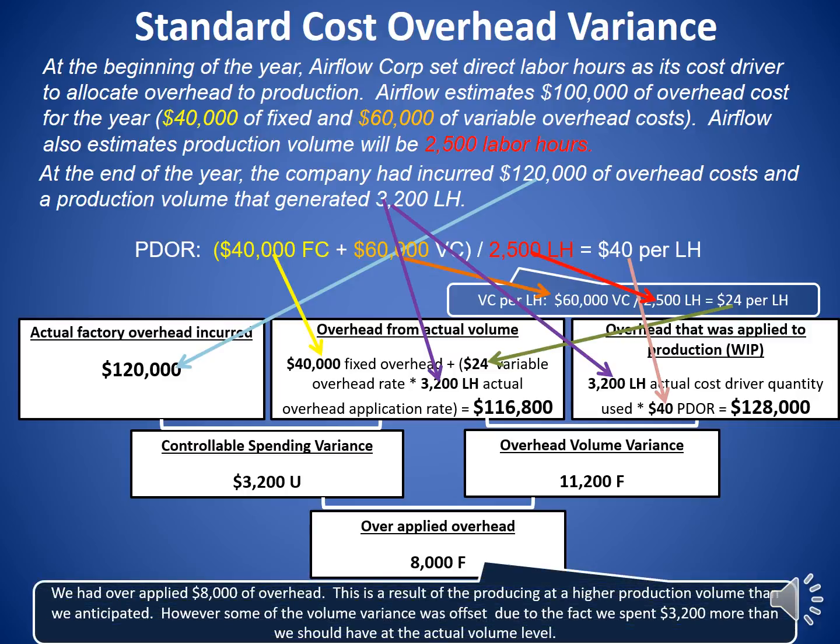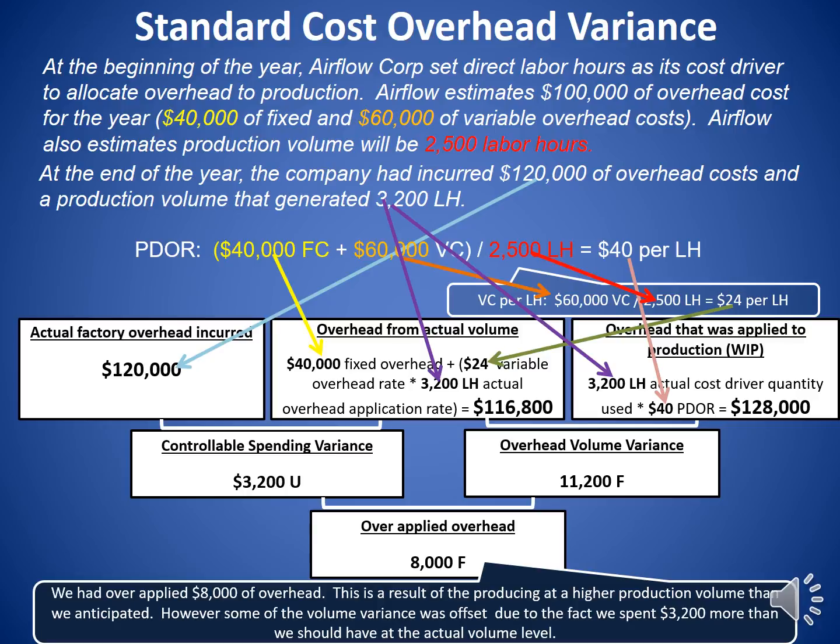What we do is compare the overhead from actual volume, 116.8, versus the overhead that was applied to work in process, 128,000, and that means we end up with a favorable variance of $11,200. If we combine the two variances together, we have over-applied overhead of $8,000. So we had over-applied $8,000 of overhead.